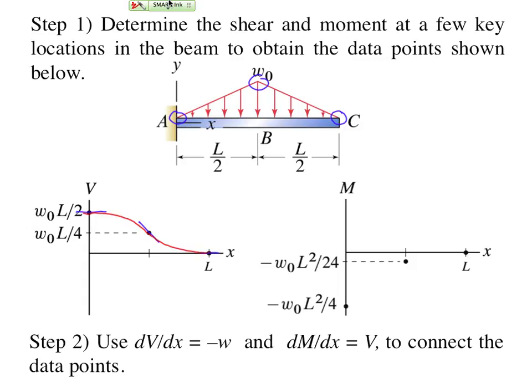For M, it starts out at minus W0 L squared over 4 at A, and it has a slope dM/dx equal to V, so it's positive. And then that slope is diminishing as we move from A to B to C. So by the time we get to L over 2, that slope is half of what it was at A. And then again, V is 0 at x equals L, so this has to meet L here with a slope of 0. The result of that is a curve that looks something like this.